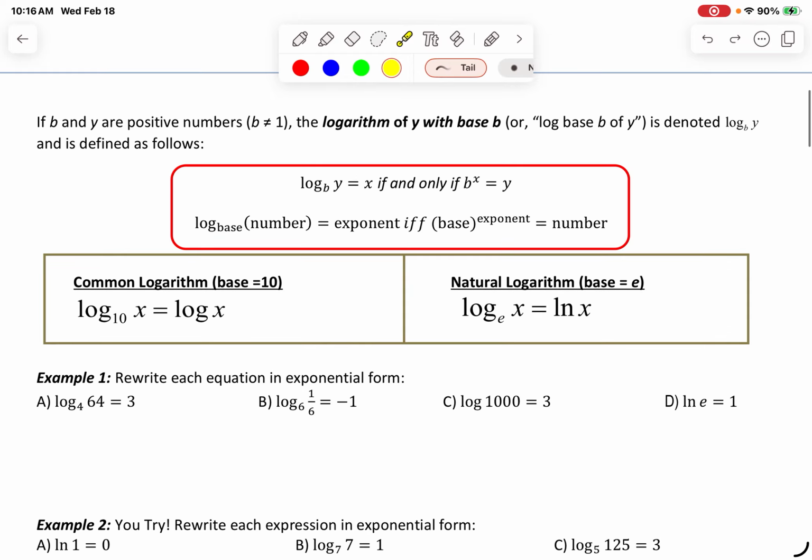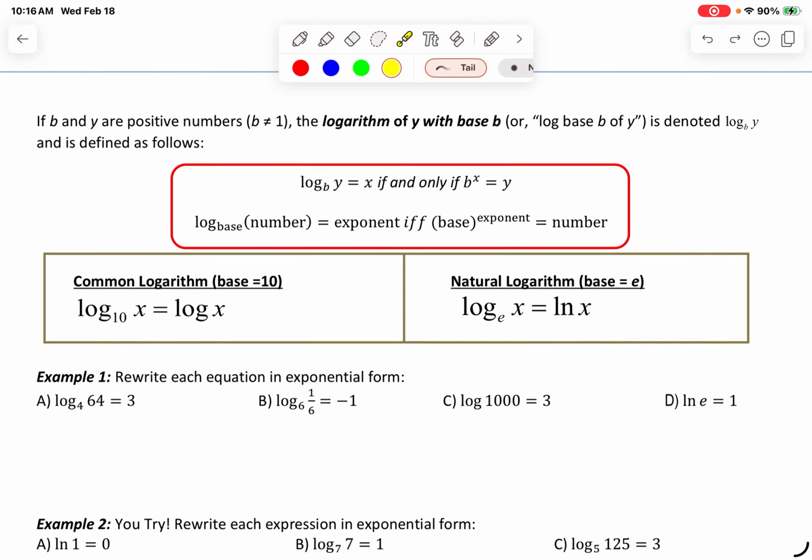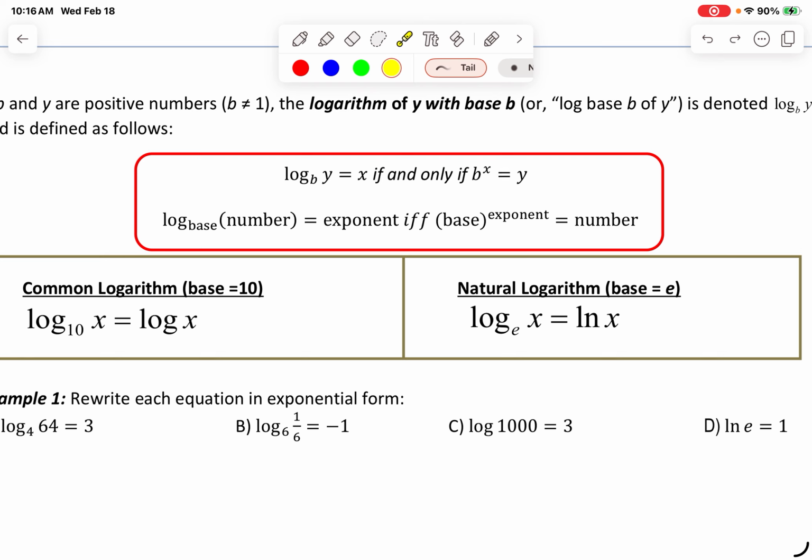So what we're going to do today is convert from logarithmic form, which is the form we just looked at, log base b of y, to exponential form, because logarithm and exponential functions are inverses of each other.